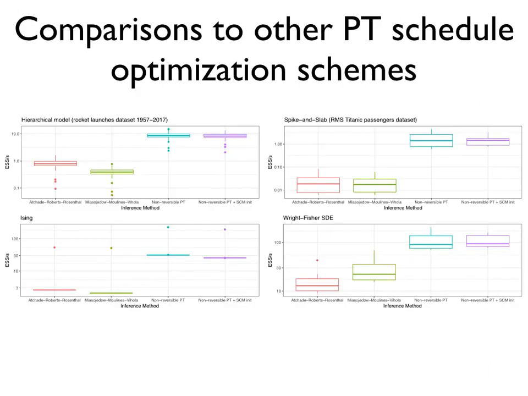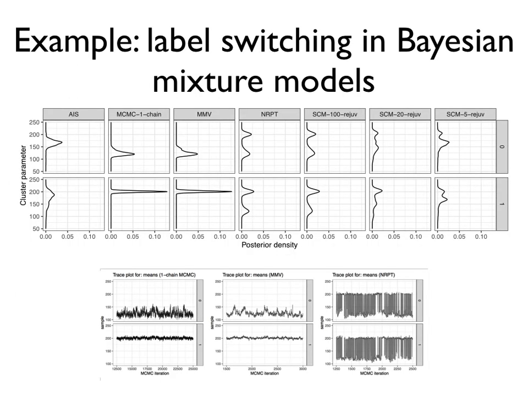We also compared this to other schemes to optimize schedules which are based on reversible dynamics, and we found up to a factor 10 improvement in terms of effective sample size per second. To give you some example of what posterior distributions look like in that Bayesian mixture model I talked about a little bit earlier.